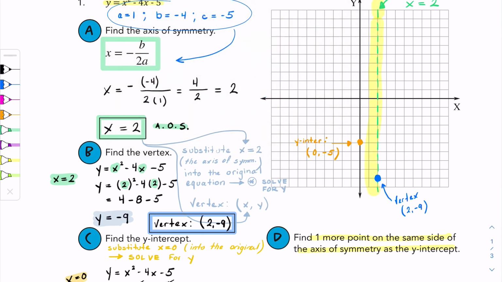And in my directions that I just highlighted in yellow, it says find one more point on the same side of the axis of symmetry as the y-intercept. So the y-intercept is on this side of the axis of symmetry. I need to find one more point on that side, the side that I just shaded in yellow. I'm going to erase the yellow, so you don't need to do that on your paper. I'm just indicating which side we're looking at.